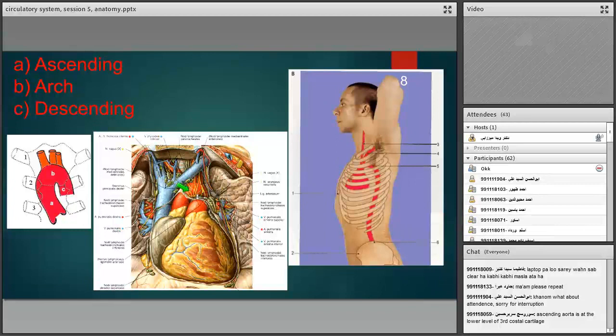From this side we can see the aortic arc. So if you don't open the fibrous pericardium, it means that you cannot see the ascending aorta because it is placed inside the fibrous pericardium, and its branches are just the right and left coronary arteries.